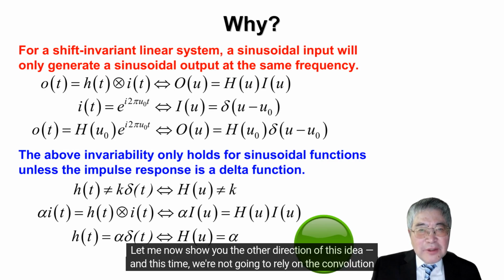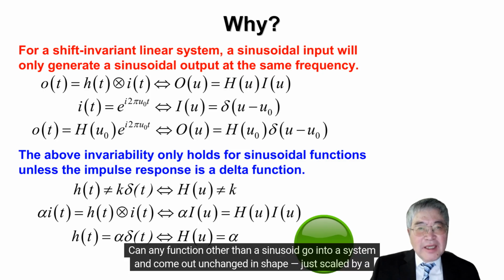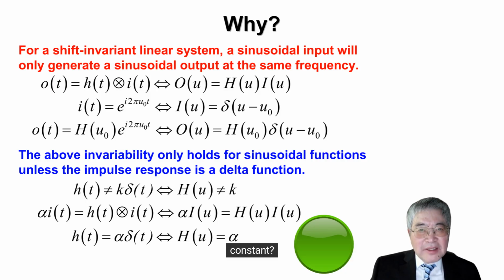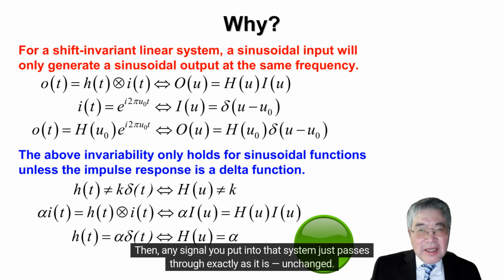Let me now show you the other direction of this idea, and this time we're not going to rely on the convolution theorem directly. We'll start with a simple question. Can any function other than a sinusoid go into a system and come out unchanged in shape, just scaled by a constant? Let's think about that. Suppose the impulse response of the system is a delta function. Then any signal you put into that system just passes through exactly as it is, unchanged.